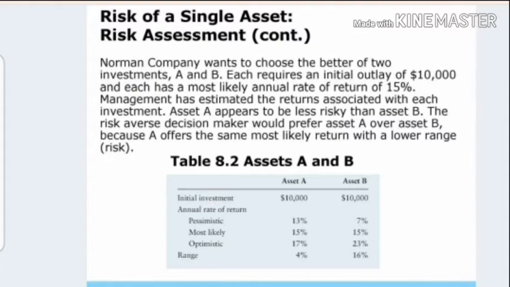Risk of a single asset, risk assessment. For example, Norman Company wants to choose the better of two investments, A and B. Each requires an initial outlay of $10,000, and each has a most likely annual rate of return of 15%. Management has estimated the returns associated with each investment. Asset A appears to be less risky than asset B. The risk-averse decision maker would prefer asset A over asset B, because A offers the same most likely return with a lower range of risk.